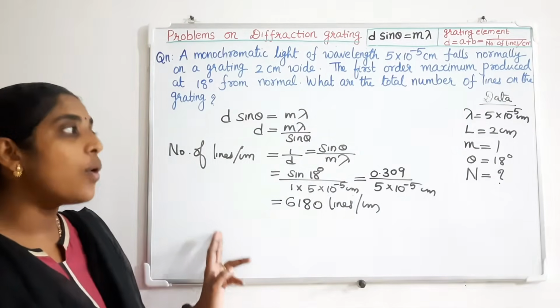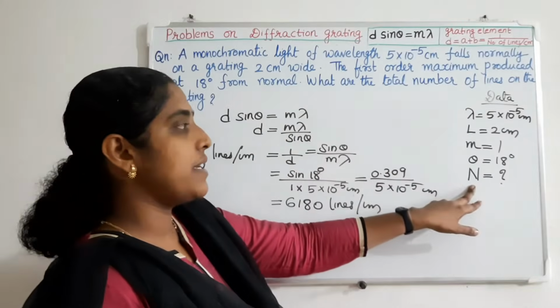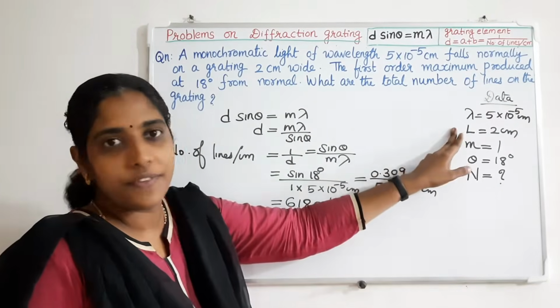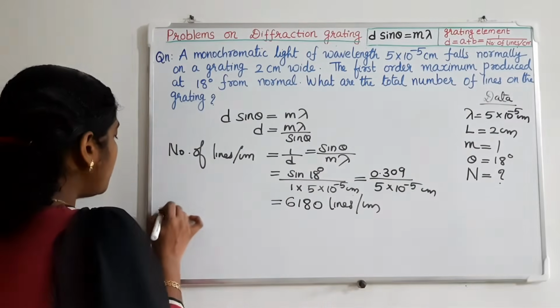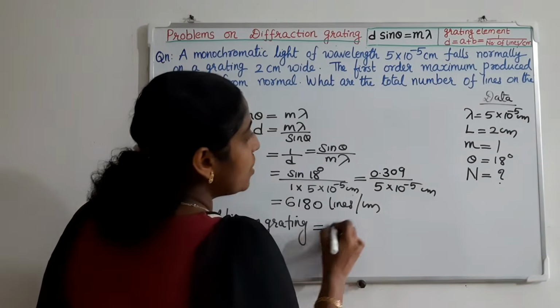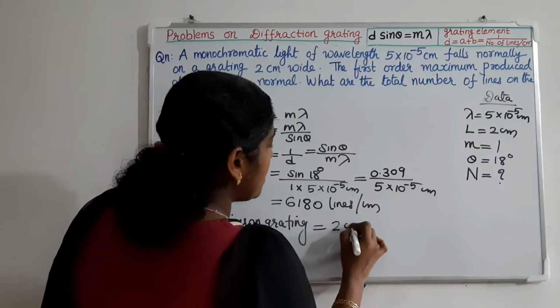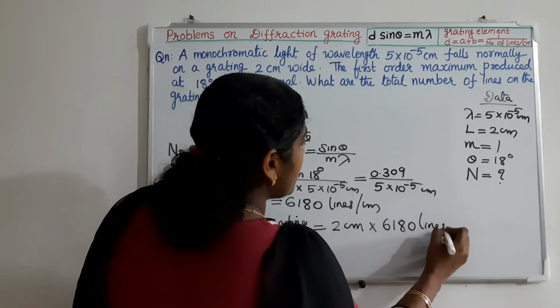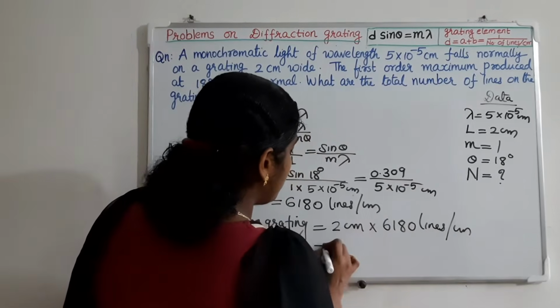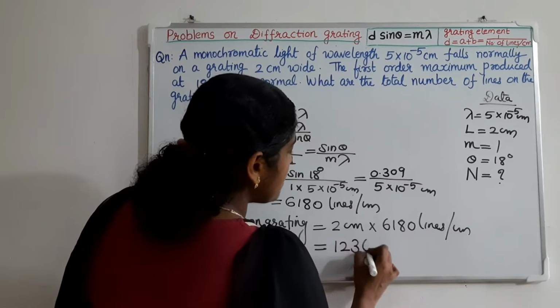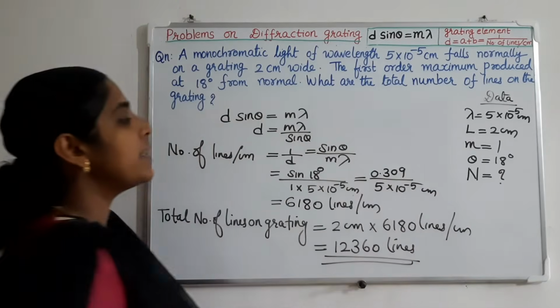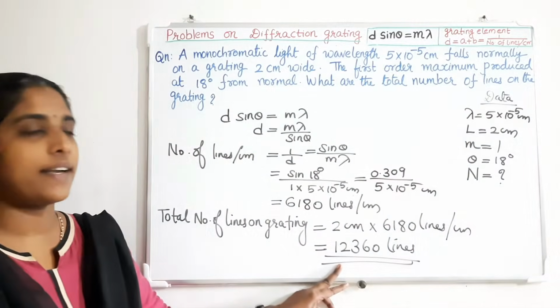So what will be the total number of lines on the grating? That will be the product of the number of lines per centimeter and the length of the grating. So the total number of lines is equal to 2 centimeter into 6180 lines per centimeter, that is 12,360 lines. So the number of lines on this 2 centimeter grating is 12,360.